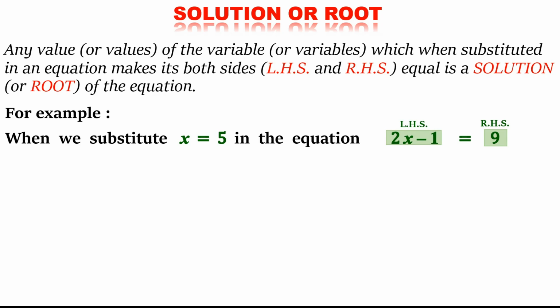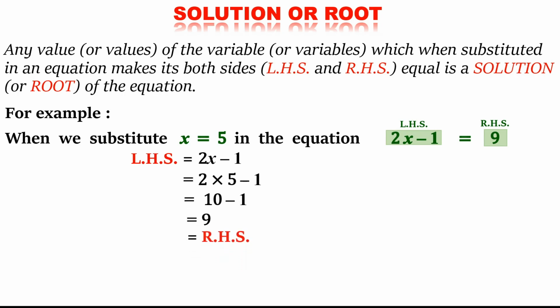And if on substituting x is equal to 5 in the left hand side I am able to reach the right hand side, then it means x is equal to 5 is a solution or the root of the given equation. So, let's start. Here we have the left hand side 2x minus 1. Here 2x means 2 into the value of x. So, here we have 2 into 5 minus 1, which becomes 10 minus 1, and it is 9. And what is 9? 9 is your right hand side.